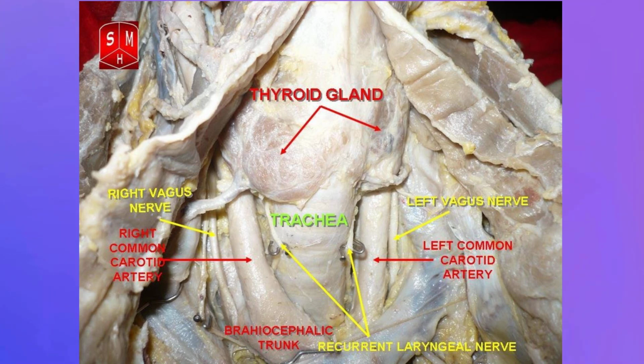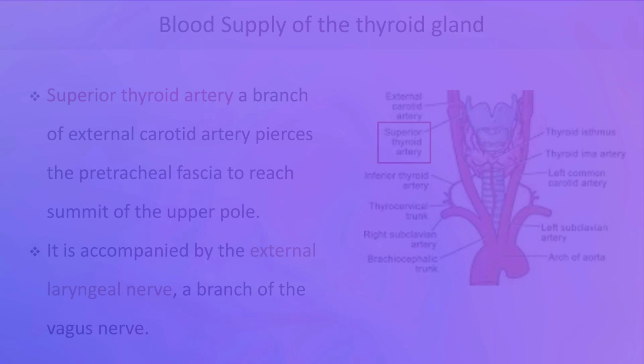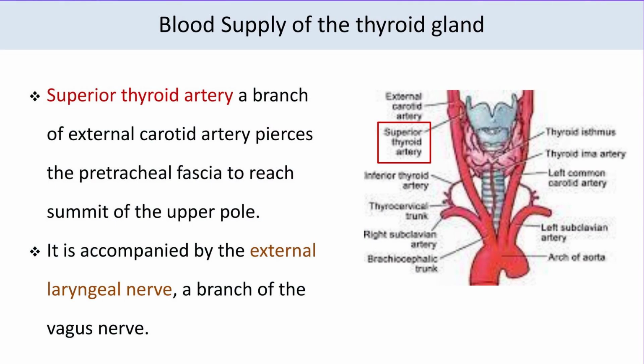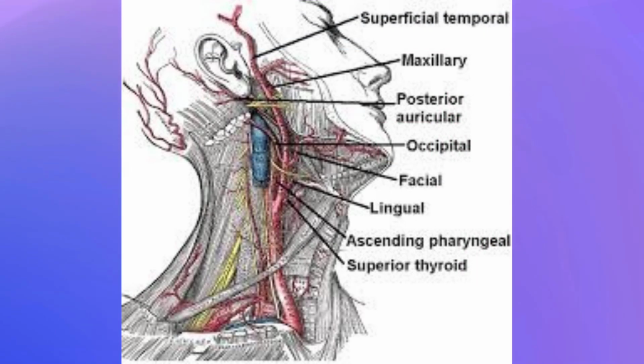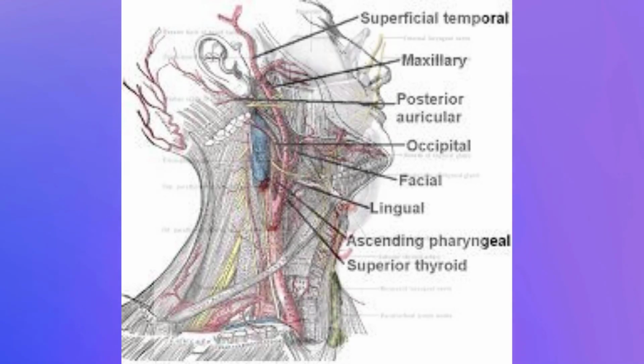Injury to these nerves can result in vocal cord paralysis and hoarseness. The thyroid gland boasts a rich blood supply, reflecting its high metabolic activity. The superior thyroid artery is a major contributor, originating as a branch of the external carotid artery. It descends to pierce the pretracheal fascia, reaching the summit of the upper pole of the thyroid gland.